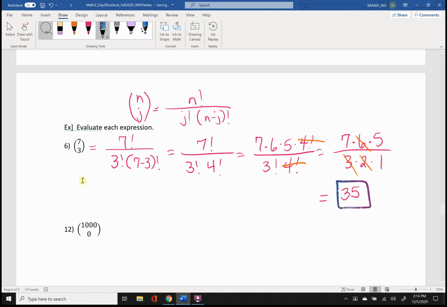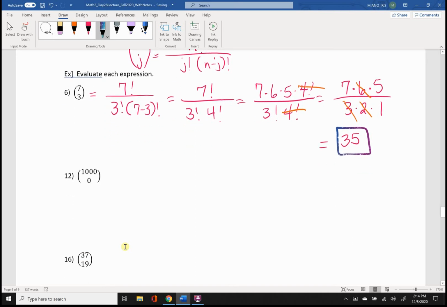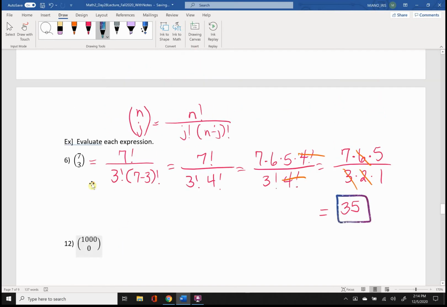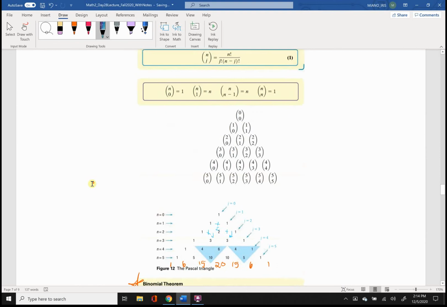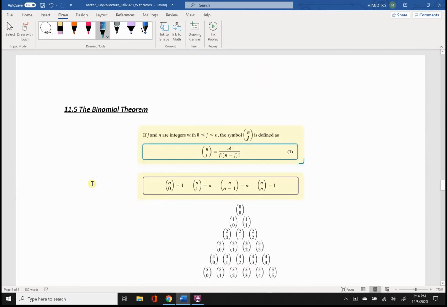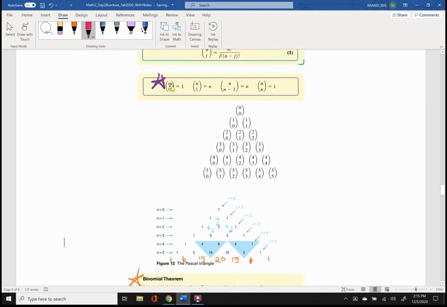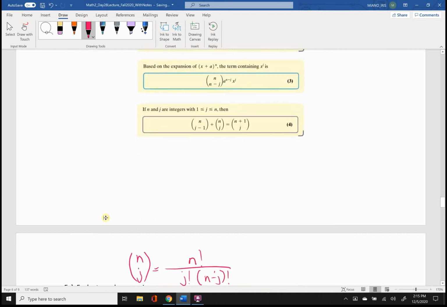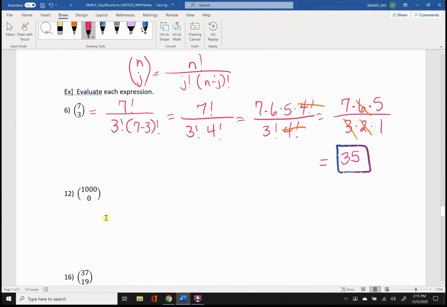There you have it. Okay, now for number 12, this might look a little scary, but do not fret. Remember, there were some shortcutty ones that were given to us, so we're definitely going to keep that in mind. For any value n in the top position of this notation, if there's a 0 in the bottom position, it's going to be equal to a 1. So just go ahead and say that is equal to 1 via n choose 0 equaling 1 for any natural number n.